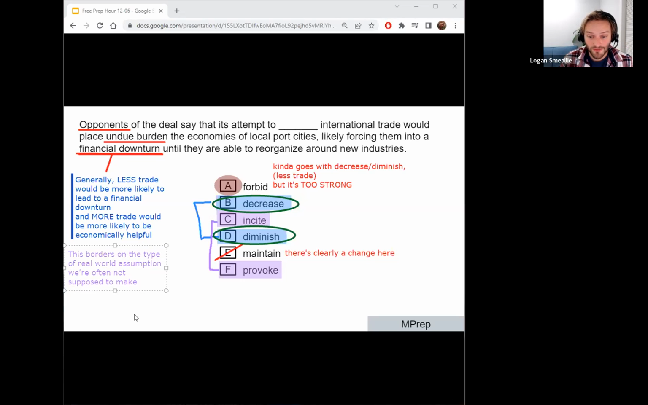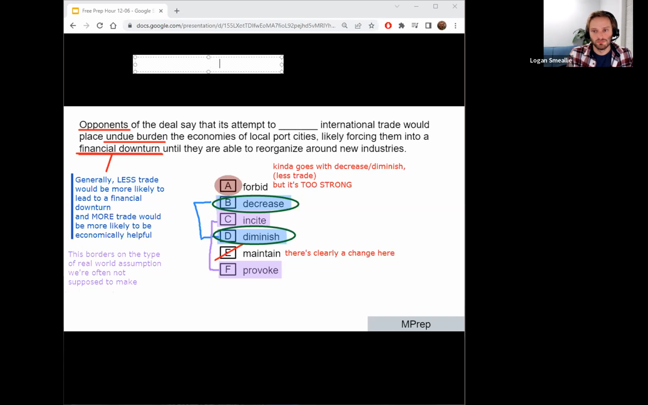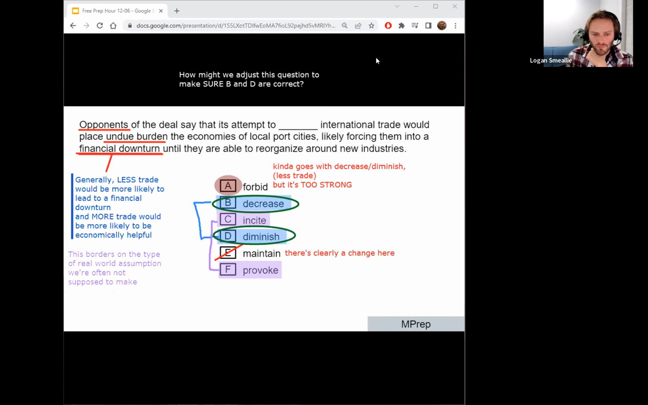This is a little bit outside of the topic of the night, but I'm curious, anybody in the chat, how could we maybe adjust this question? Oh, you guys probably can't see that for now. How could we adjust this question to make sure B and D are correct? Think like a test maker. Is there anything we could add to the sentence to make decrease, diminish more solidly correct? I'm thinking about it too.